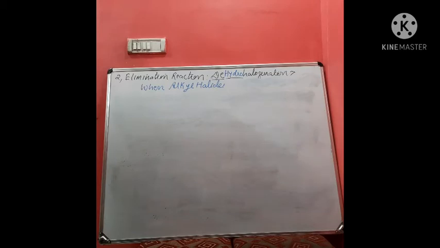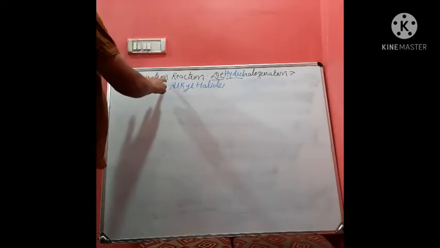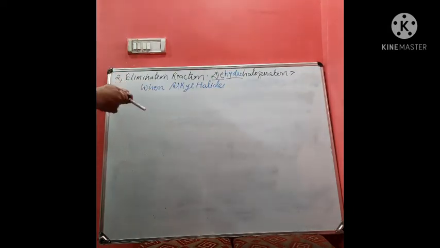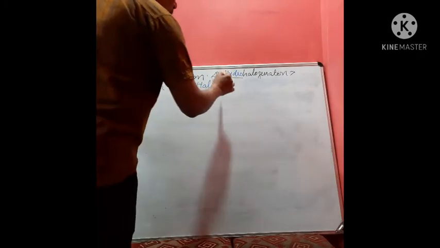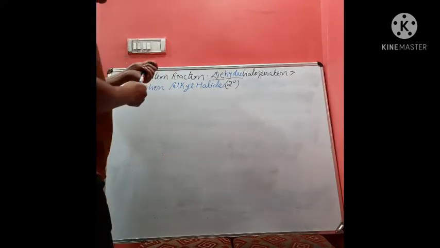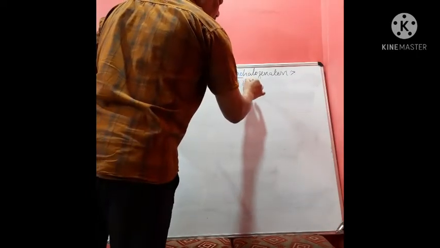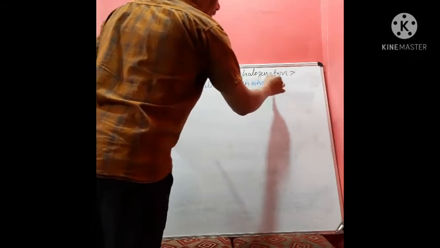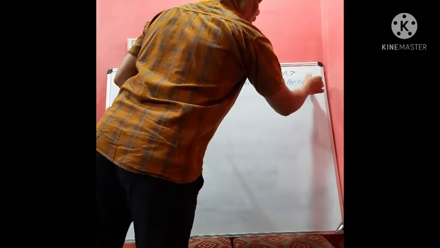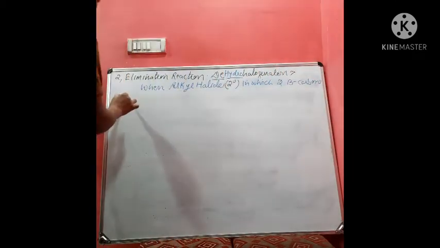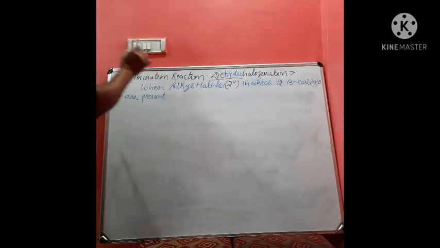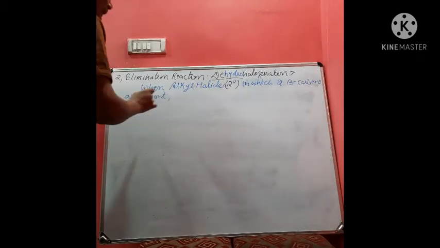Yes, student, next one. I am not changing the heading. Elimination reaction or dehydrohalogenation reaction. Here, when alkyl halide, now which alkyl halide? Secondary alkyl halide. What is secondary alkyl halide? In which two beta carbons are present. This is called secondary alkyl halide. Getting?